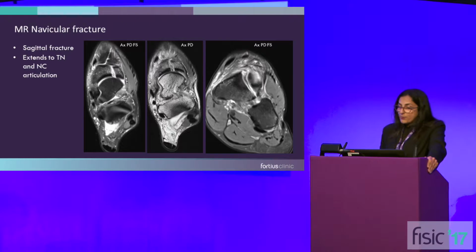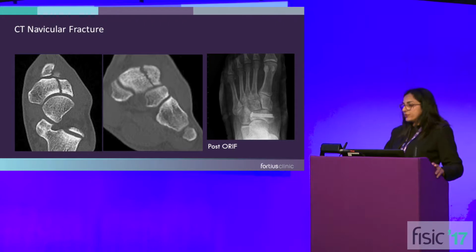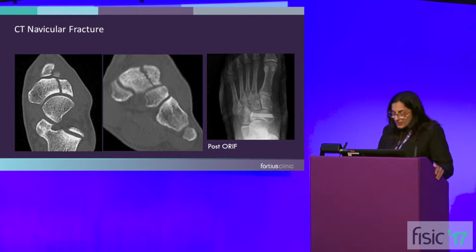They go on to have an MRI. This is this patient's MRI. And you can see this sagittal plane fracture extending from the talar navicular articulation to the navicular cuneiform articulation, and beautifully seen on MR. This patient also went on to have a CT, because CT is really an excellent tool for clearly delineating the fracture line, being careful to know exactly where it starts and ends, whether it's intra-articularly extending or not.